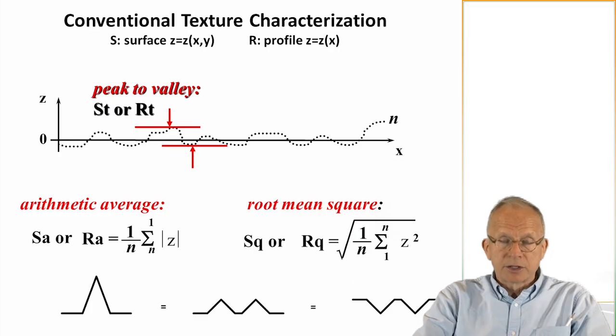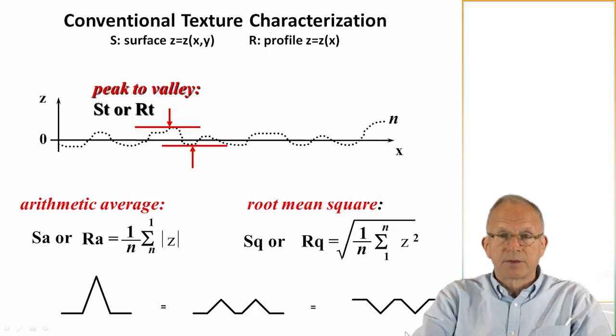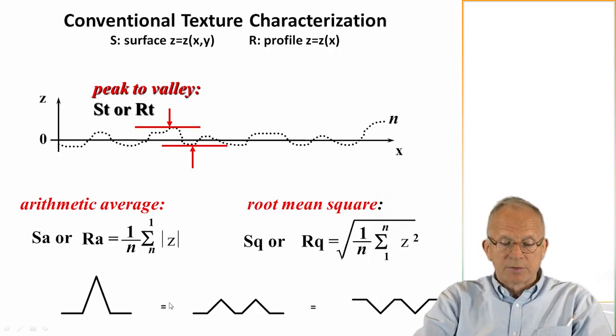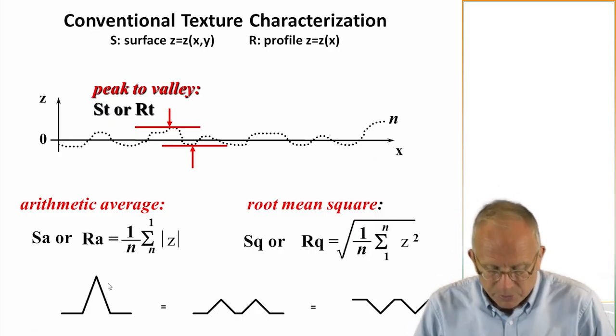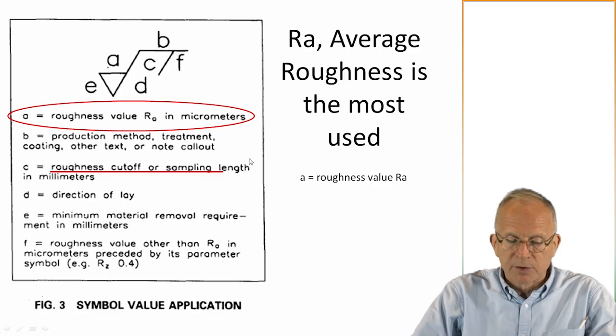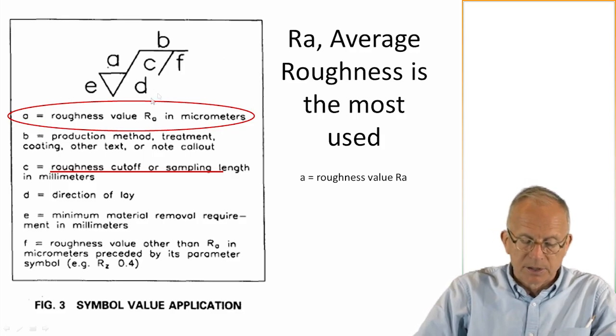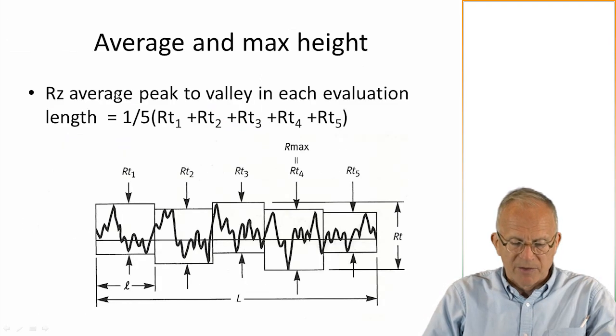Now, the problem with averages is that in the average, one big peak can be the same as two little peaks, can be the same as two little valleys. These surfaces might have very different performances. This one would be good for oil and debris retention, for example, and these would both tend to scar the counterface in a sliding situation, or might be providing good friction in another. So Ra, average roughness, is the most used, and if there is no qualifying information, the Ra has its part right here on the symbol, historically, and so we may just see Ra by itself.